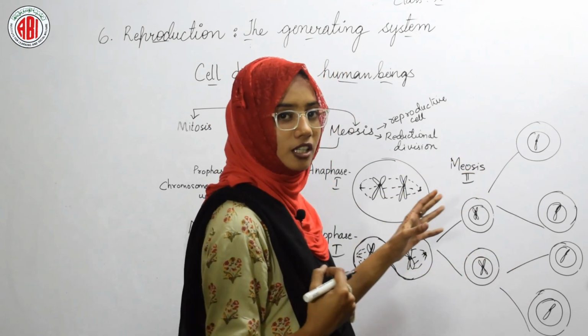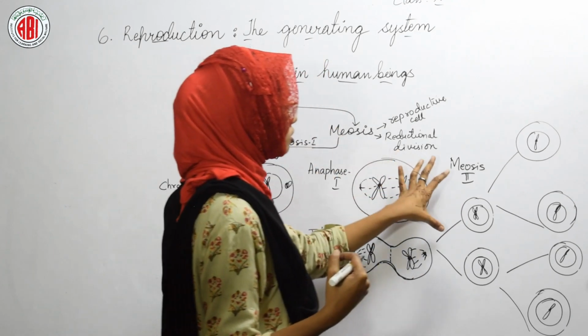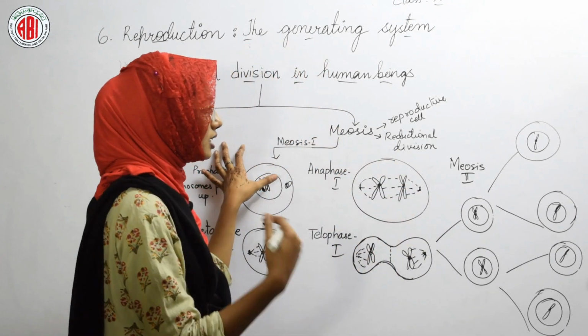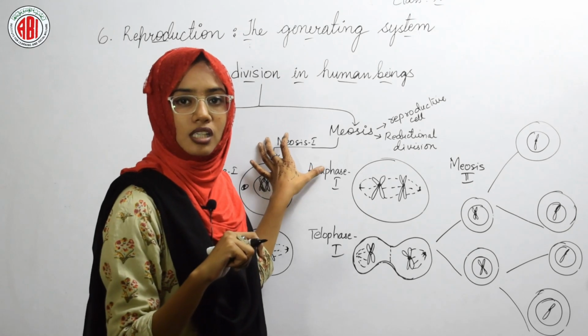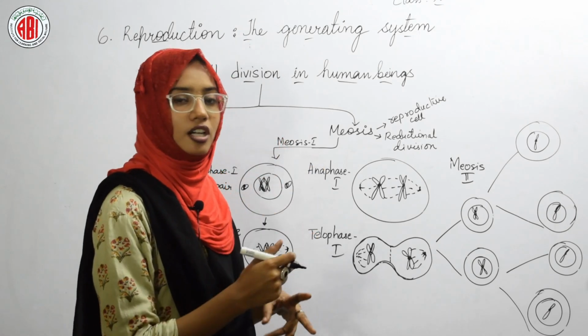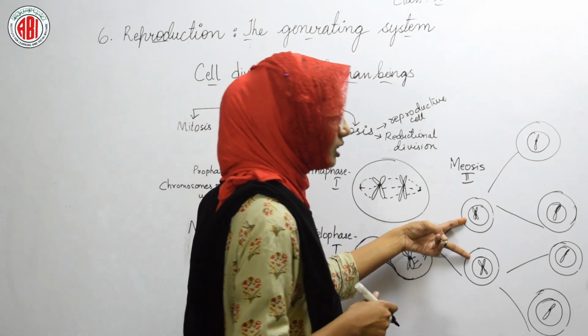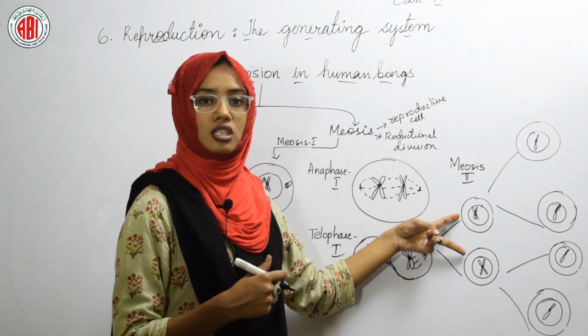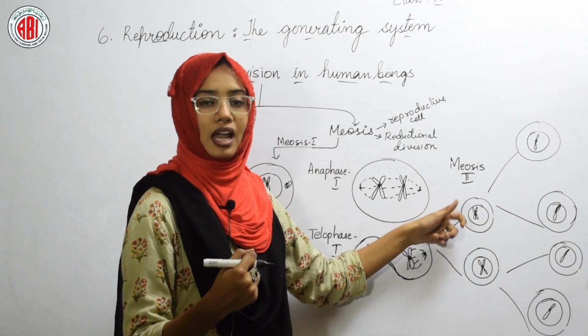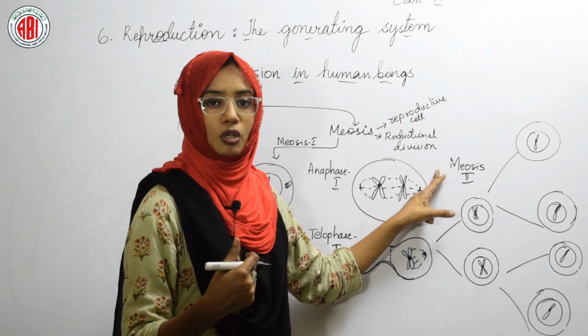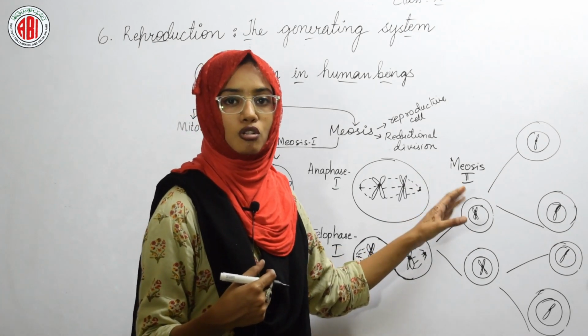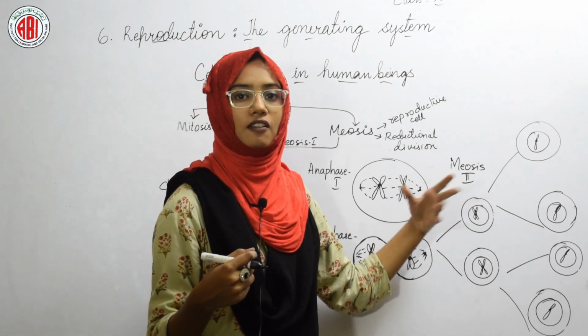But the difference between meiosis 1 and meiosis 2 is that after meiosis 1, the parent cell divides into two daughter cells, and these two daughter cells show the same number of chromosomes as the parent cell. After meiosis 2, the number of chromosomes becomes half and the cell division takes place.